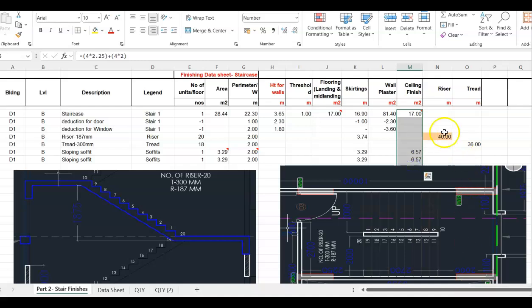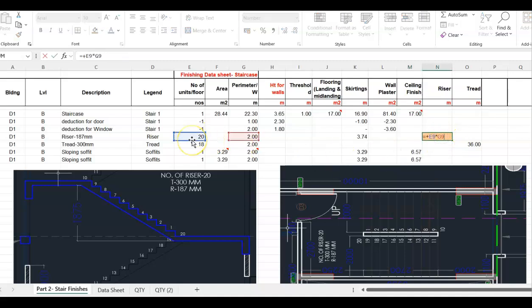This total ceiling finish is 30.15 square meter. Now riser, 20 number of riser and 2 meter width. Here is the given height also. Similarly, tread.